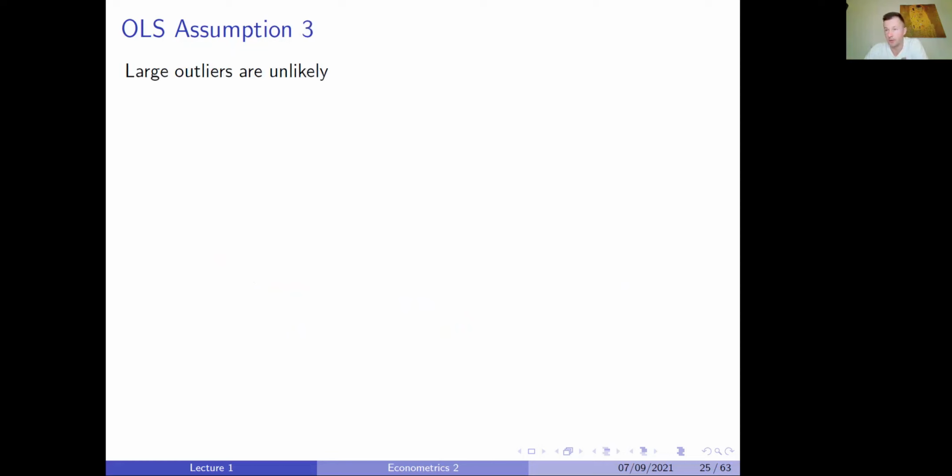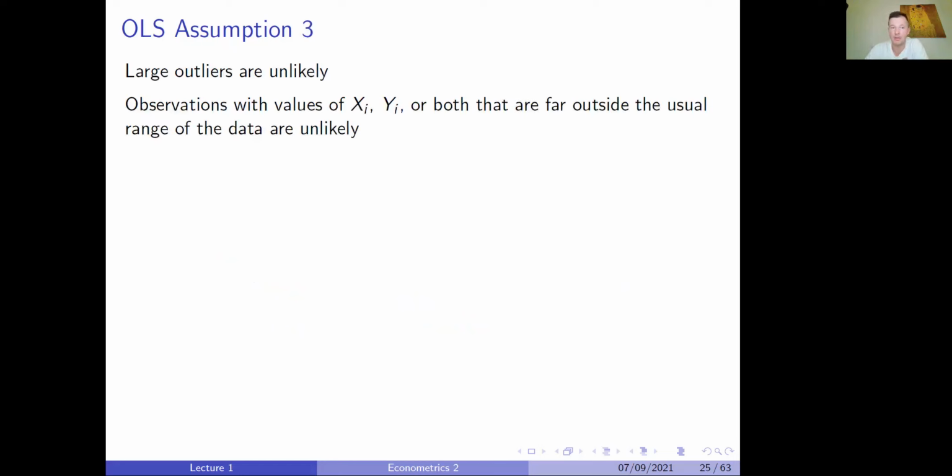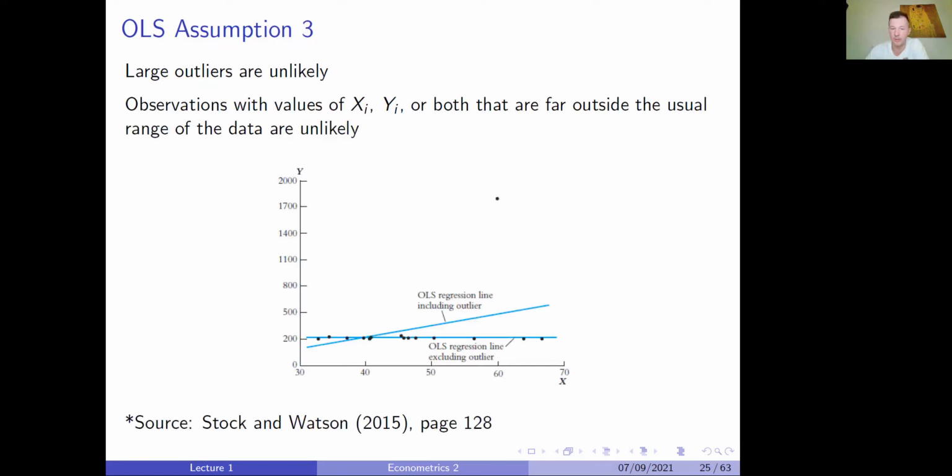So assumption number 3, something that you must not oversee in the data: large outliers are unlikely. So what are the outliers? Those are values of x and y, observations with values of x and y that lay far outside of the usual range. So here is an illustration. Look, we have many observations and most of them are on this regression line. And one observation is too far from the whole bulk of other observations, the whole range of other observations.